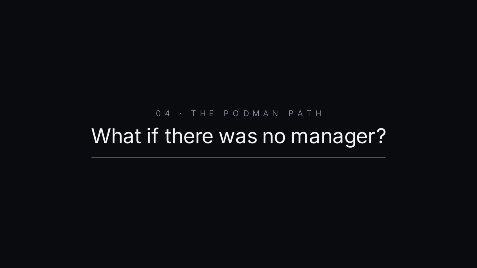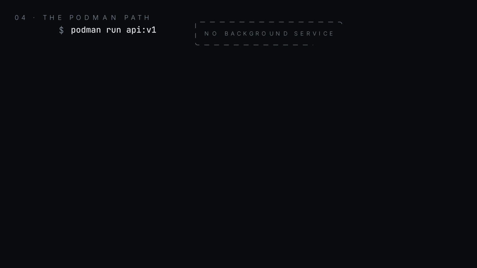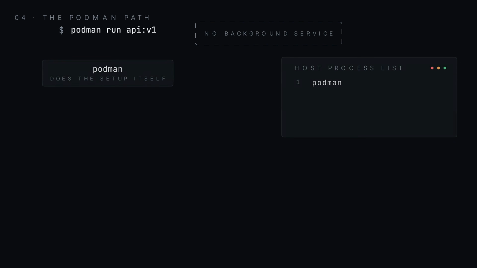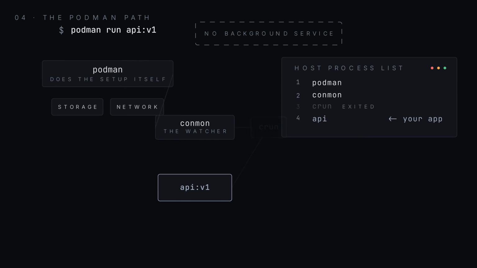Podman starts from a different question entirely. What if there was no central manager at all? When you run Podman run, there is no background service waiting for the request. The Podman command performs the setup itself in that single moment. It prepares storage, it configures networking, and then it starts a lightweight watcher called conmon. conmon launches a runtime, usually one called crun, which creates the exact same namespaces, cgroups, and file system that runc would have created. Once your application starts, crun exits, and then Podman itself exits too.